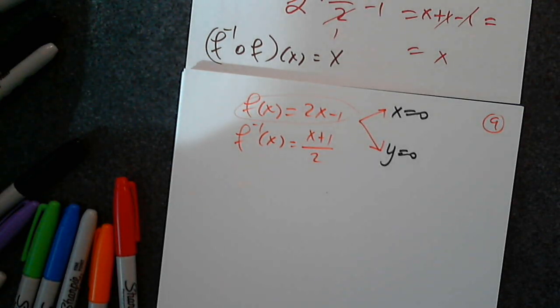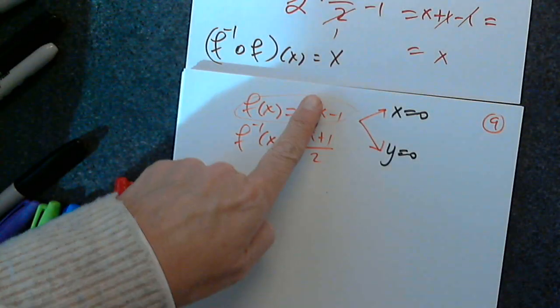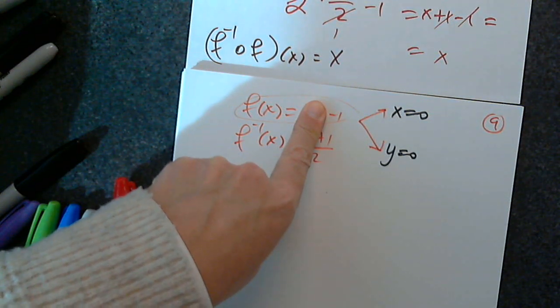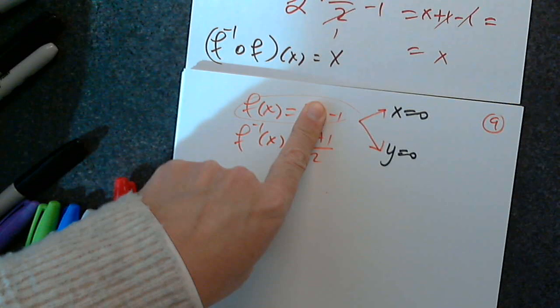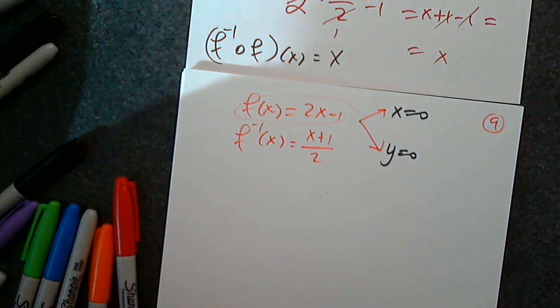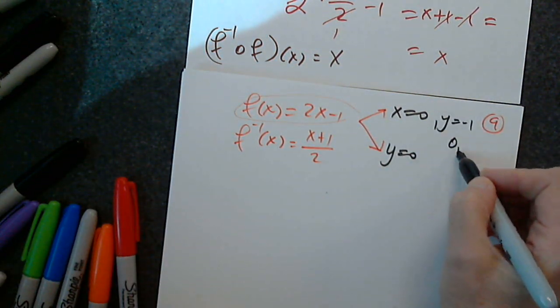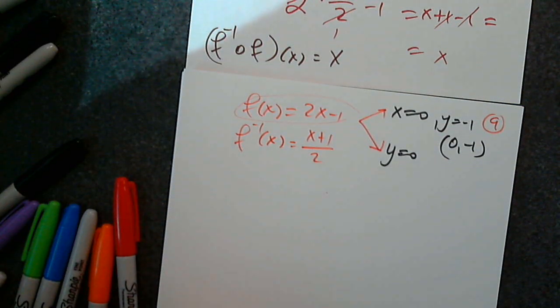So when x is 0, how much is y? Negative 1. One more time. When x is 0, how much is y? Negative 1. Very good. So 0, negative 1 is the first ordered pair.